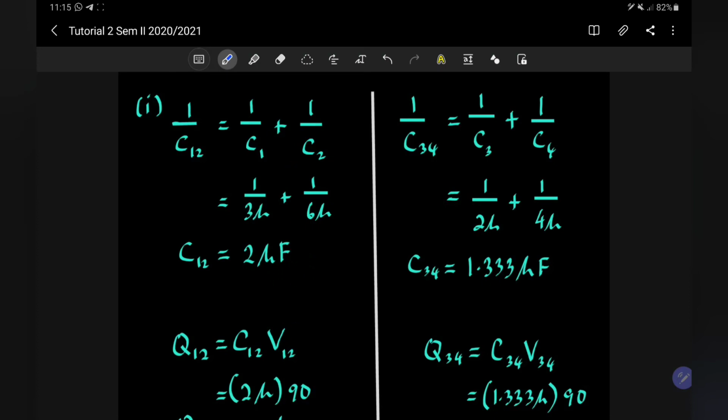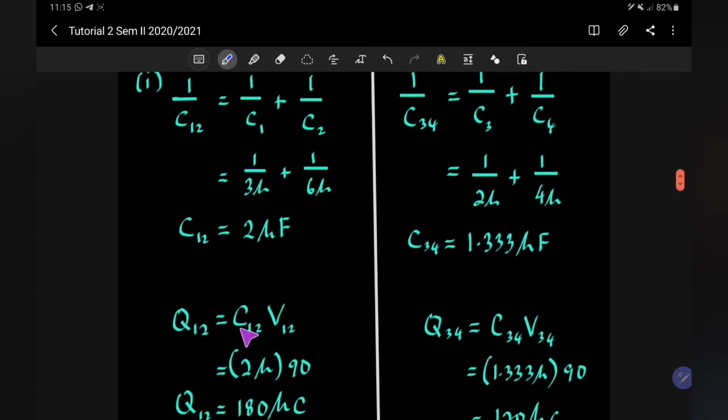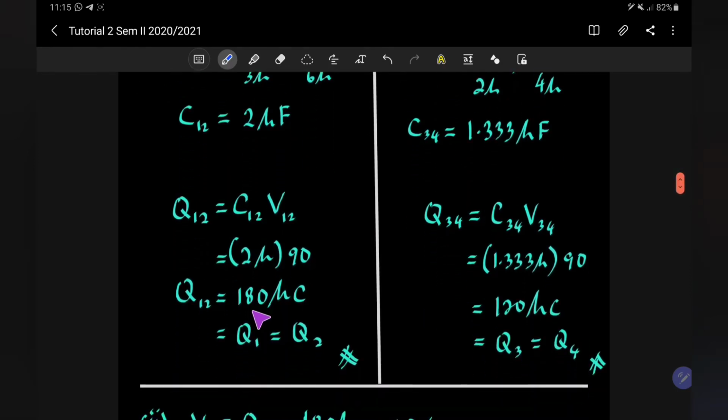Remember that. By getting C12, we then calculate Q12. So Q12 equals C12 multiplied by V12. C12 is 2 microfarad. V12 equals V supply, which is 90 volt, because they are arranged in parallel. So you will get Q12, which is 180 microcoulomb. Remember, the question asks you to calculate the charge on each capacitor, so Q12 equals Q1 equals Q2. This is the answer. We need to put this statement, because Q1 equals 180 microcoulomb and Q2 also equals 180 microcoulomb. Without writing this, we haven't answered the question yet. So 2 marks are lost already, for Q1 and also for Q2.